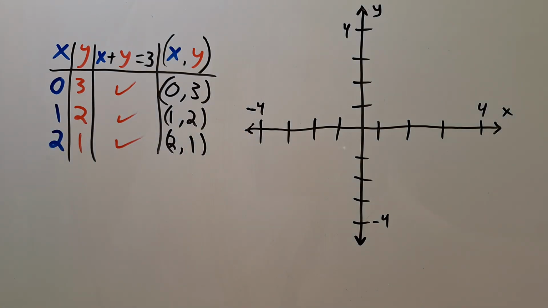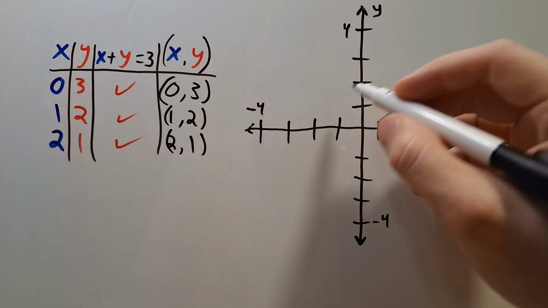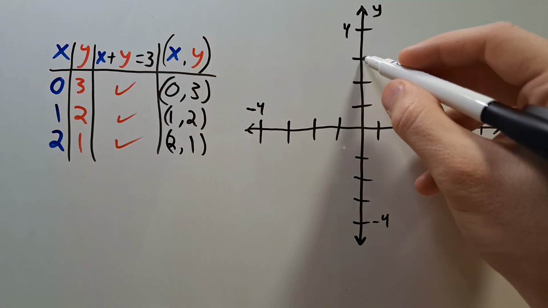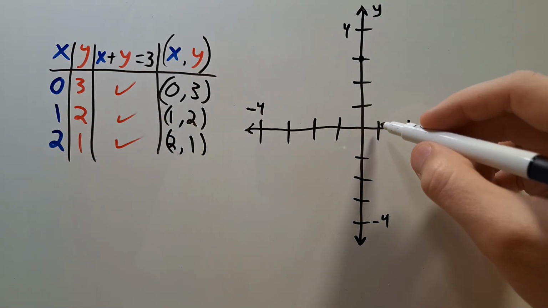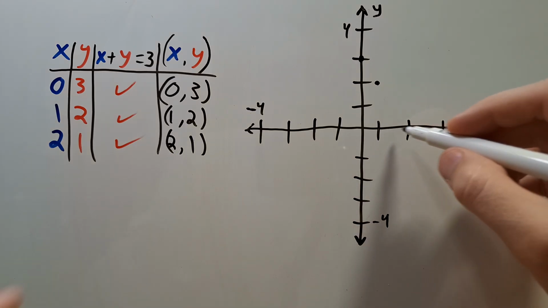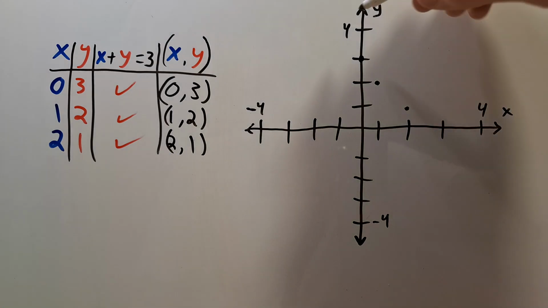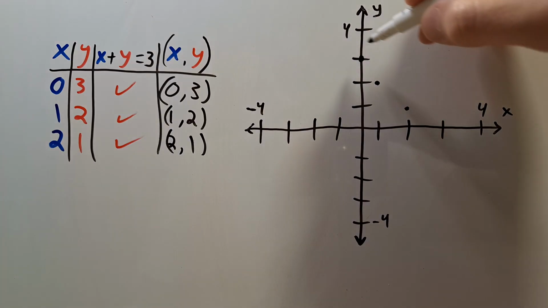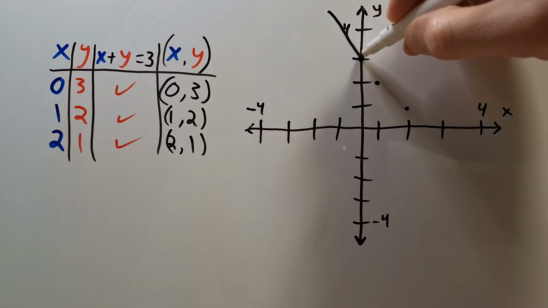We have 3 ordered pairs. We can plot our graph. We can plot our line on this graph. So the first one was (0, 3). Next one was (1, 2). And the last one was (2, 1). So if you look, we've got ourselves a line that we can graph and draw a line through.